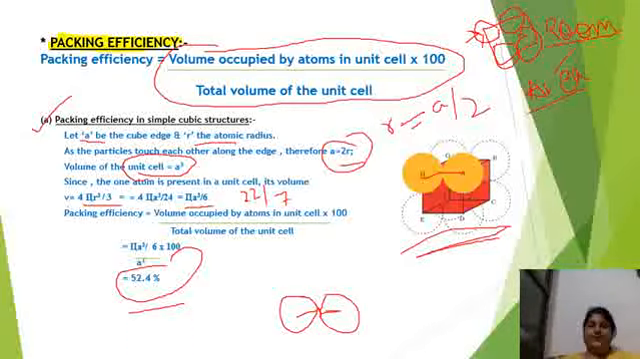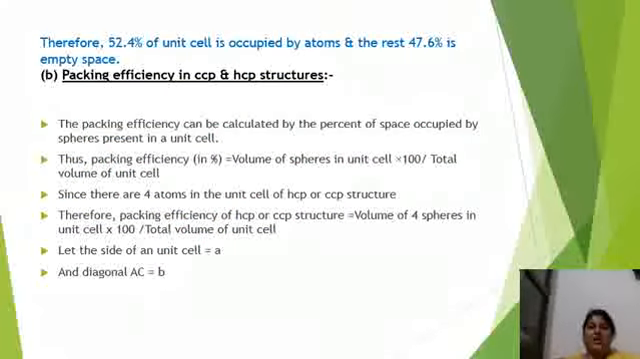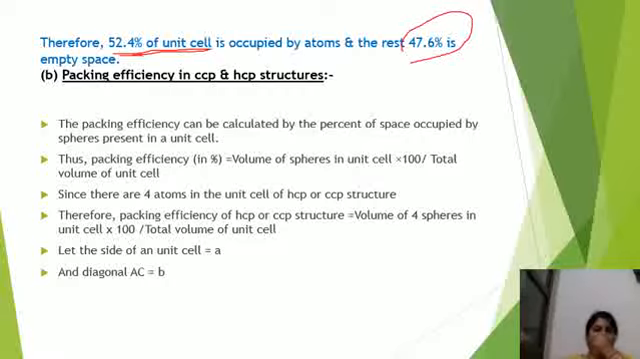Is it clear? Now the packing efficiency of simple cube is 52.4%. It means that much space is occupied by constituent particles that are present over there. That means the free space remaining will be 47.6%.